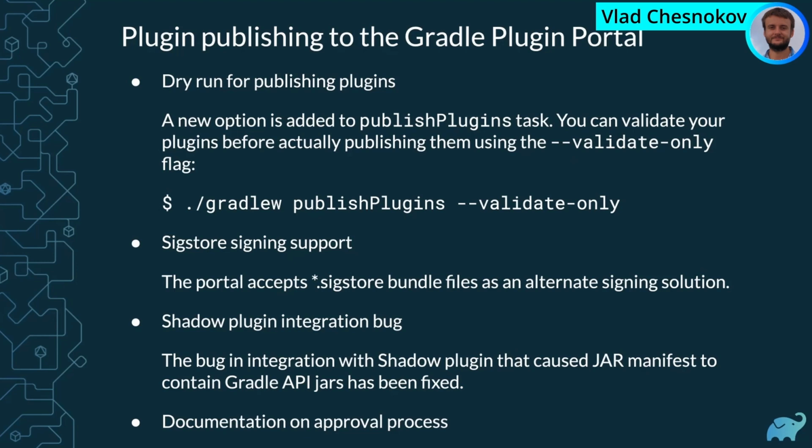Another thing is a fix of the Shadow plugin integration. So basically we polluted jars and manifests to contain Gradle API jars and internal jars, which, with this fix, is no longer the case. And we also made several improvements regarding documentation on the approval process, with public documentation as well as internal documentation. And we hope it would make the process more transparent to our wonderful contributors and ourselves as admins of the Gradle plugin portal.